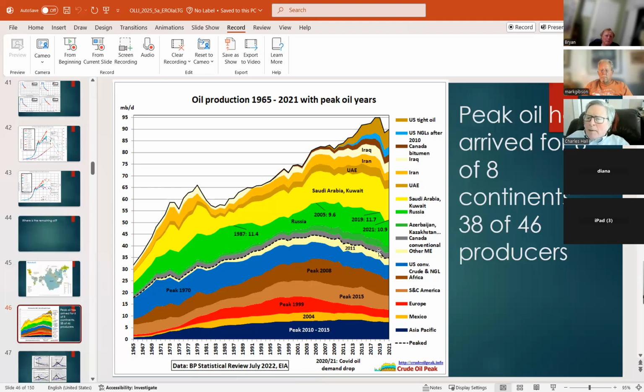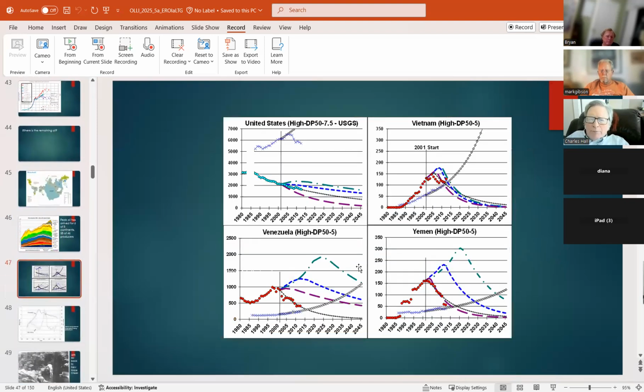Here's Canada. Azerbaijan and Russia is pretty important. But you see, they're all peaking for 6 of 8 continents. Peaking is a real thing. It just hasn't quite happened for the United States yet because of fracking. Fracking has saved our tail, but it doesn't seem to work hardly anywhere else.